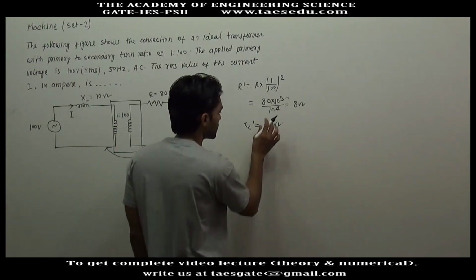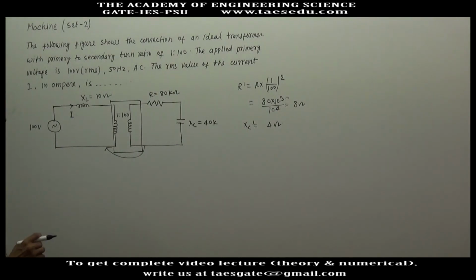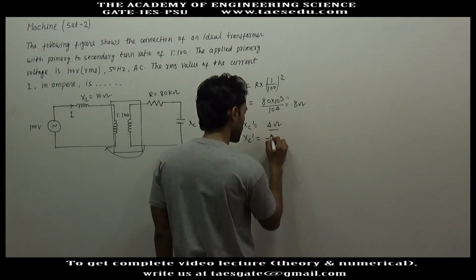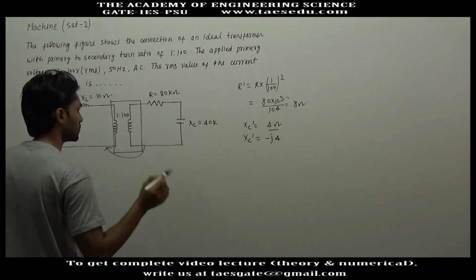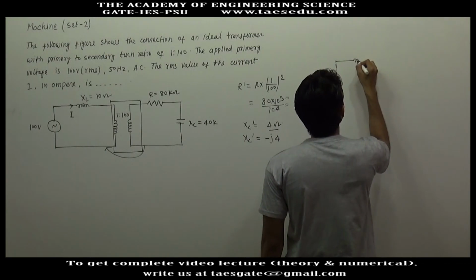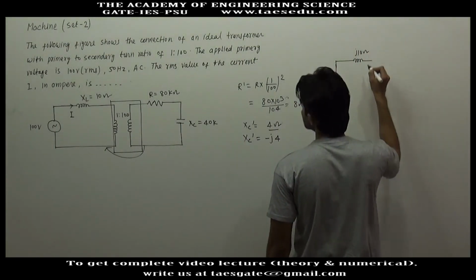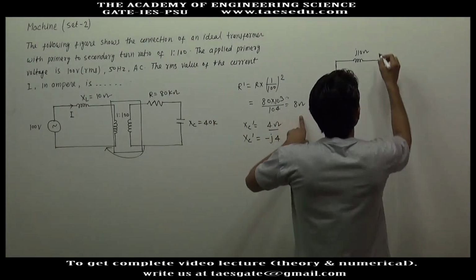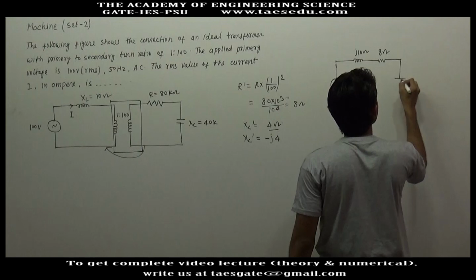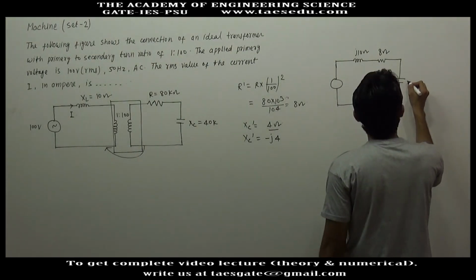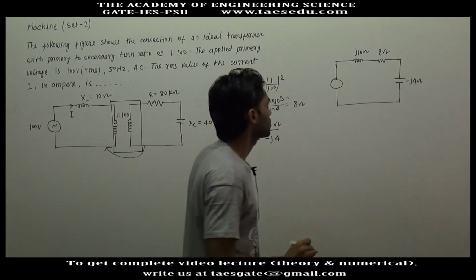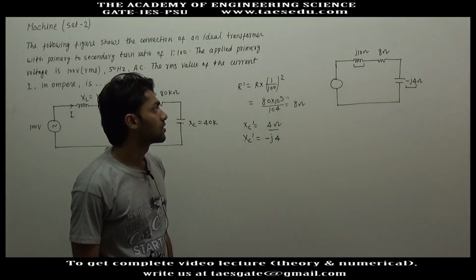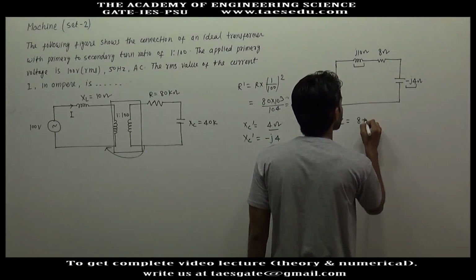Or if we write in proper form, XC dash will be, this is only the magnitude of reactance, with phasor the reactance will be minus J4. So now the circuit diagram will be inductive reactance J10 ohm, then resistance R dash, this is 8 ohm, and capacitive reactance minus J4 ohm. J10 minus J4, this will be J6. So overall impedance will be 8 plus J6.